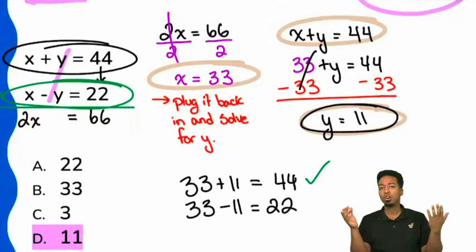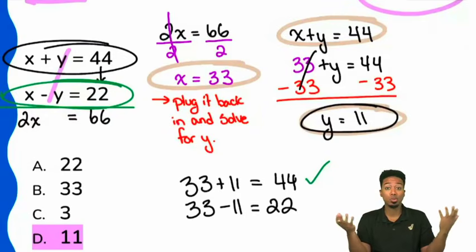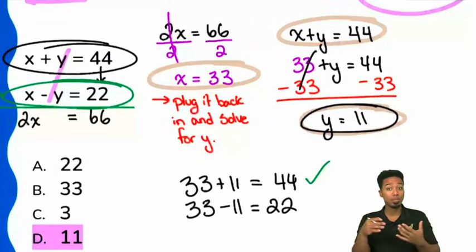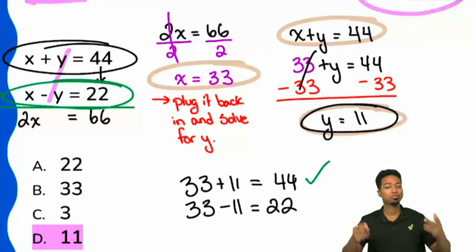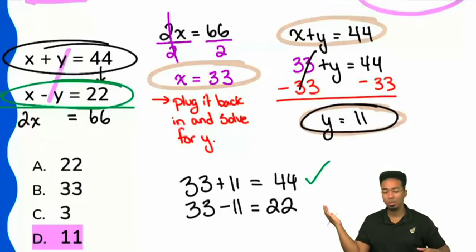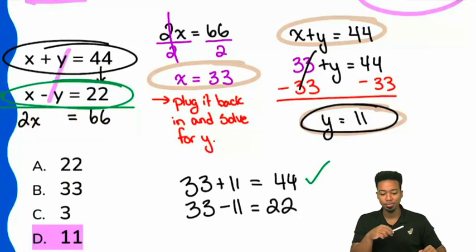All the equations are just a description about the relationships between the numbers. So x plus y means add them together and you get 44, subtract them and you get 22. That's a math riddle if I just put it into words. So all you're really doing is just solving a math riddle with logic. That's really all you're doing.